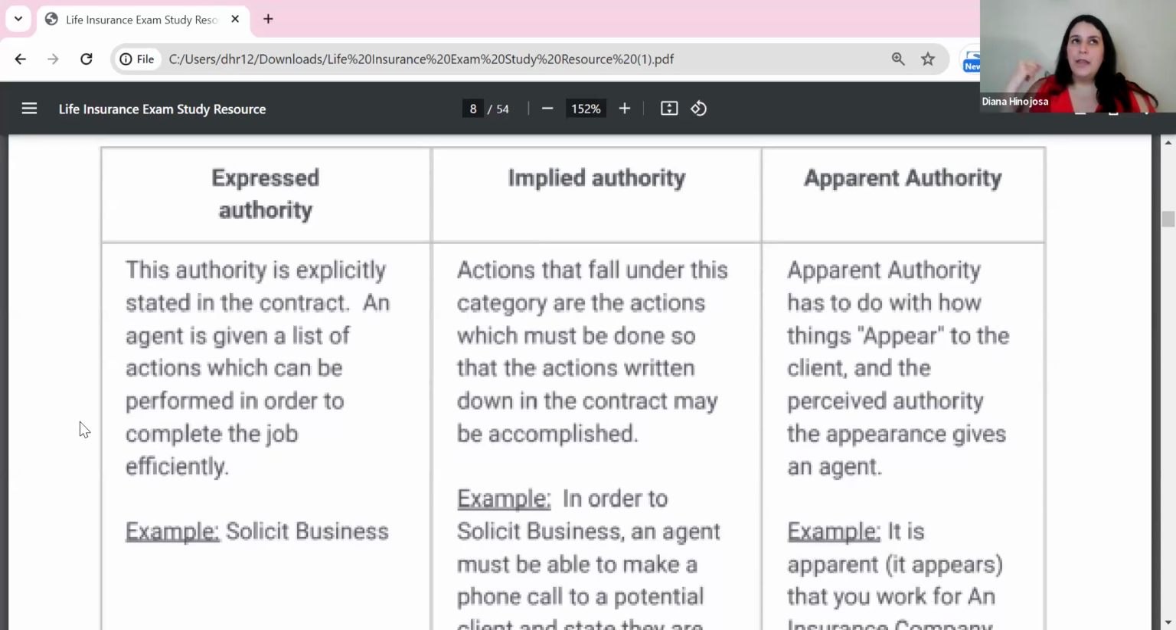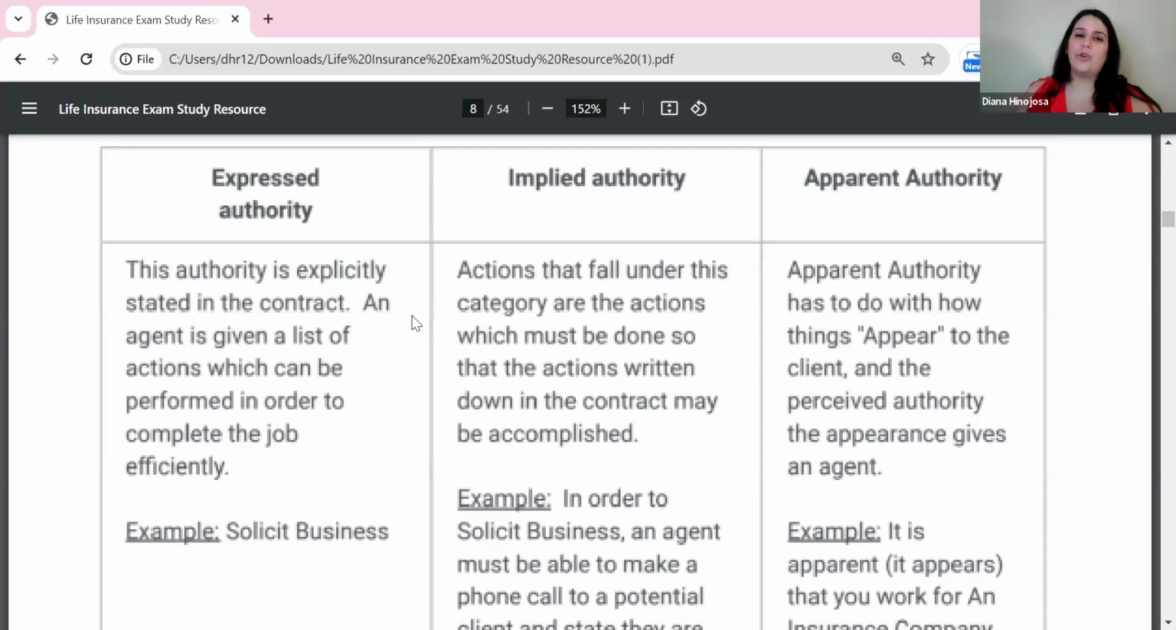Another one would be set up a bank account for specifically insurance premiums, insurance money. Can't put that money in my own personal bank account. That is called commingling. That is super illegal. So that's going to be explicitly expressed in my contract, right? So expressed authority, the do's and don'ts of my contract, of my obligation. Now, the next one is slightly trickier.